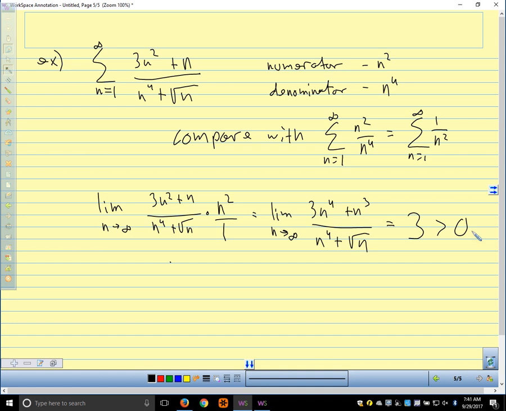When you use L'Hopital's, the root of n doesn't go away. Yeah, the root of n doesn't go away with L'Hopital's. But as n approaches infinity, you're dividing by a really, really big number. So you're still okay.